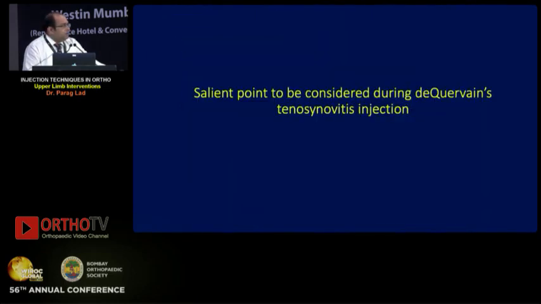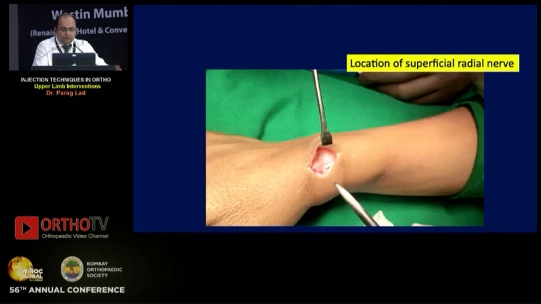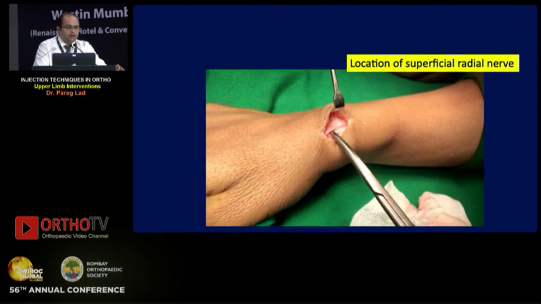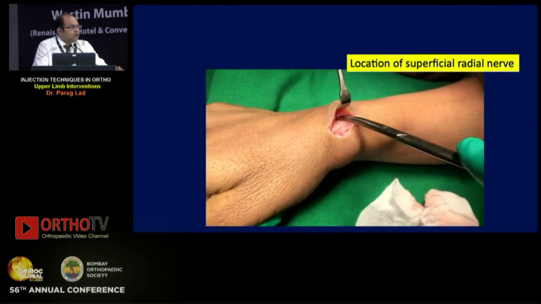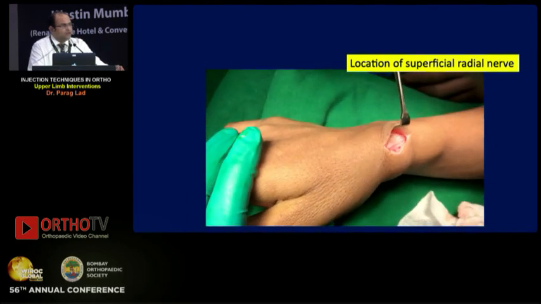Now about the same injection and technique, but in D Quervain's, the technique is not very different. But here we are also worried about giving injections and hitting the superficial radial nerve. So what I want to express here is, this is how the superficial radial nerve looks. And it is very, very common. If you injure this nerve, a complex regional pain syndrome or a reflex sympathetic dystrophy is very, very common to happen.